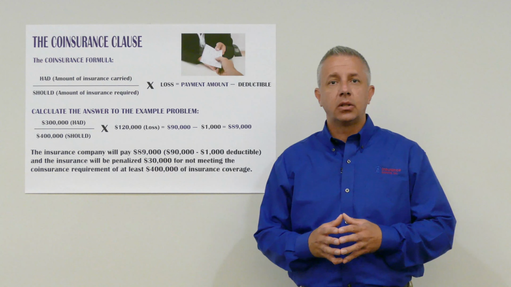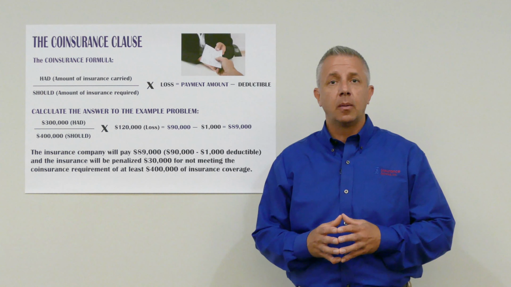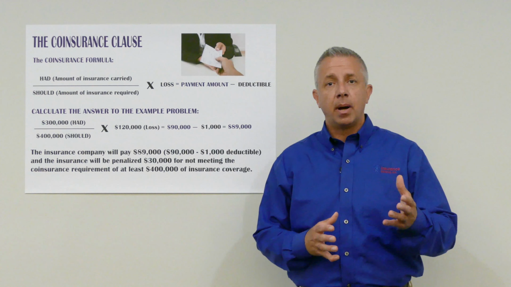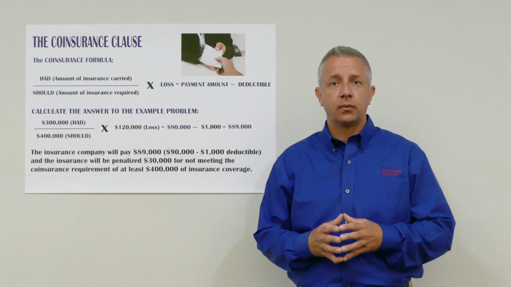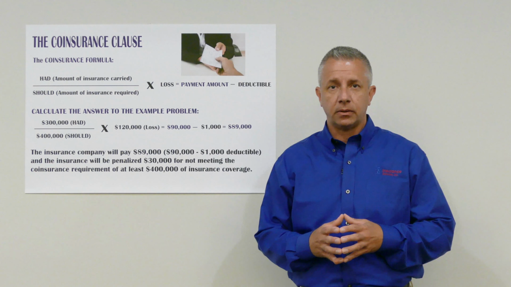Step 1. Determine if the building was insured for at least 80% of its replacement costs per the coinsurance requirement by multiplying 0.80 times the full replacement cost of $500,000, which equals $400,000.